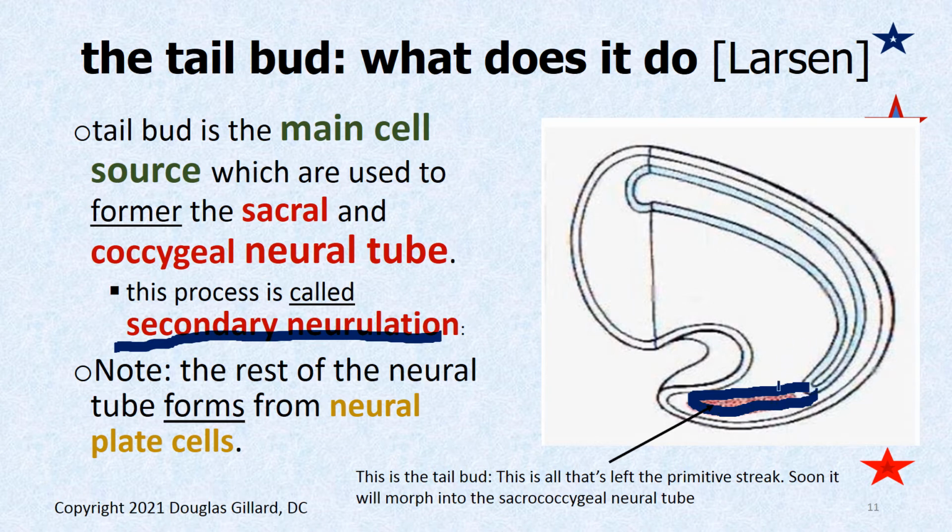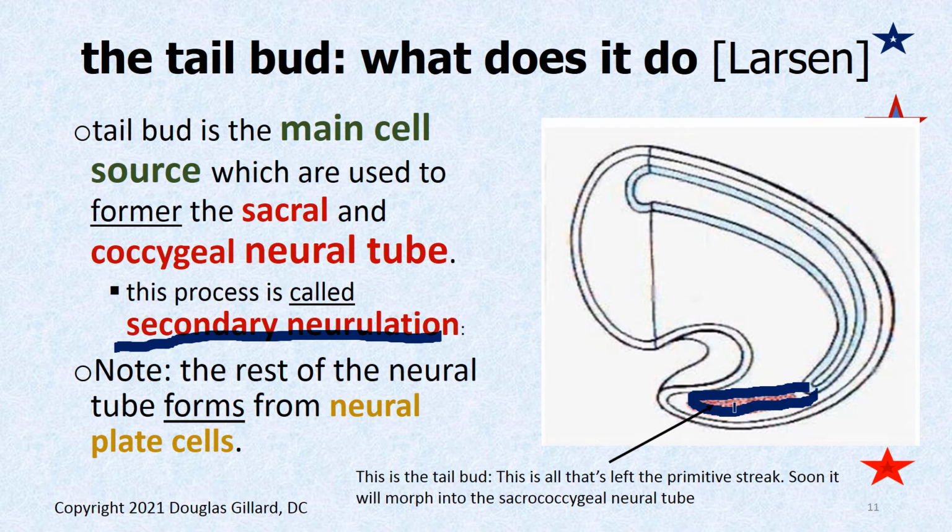The tail bud actually is going to be attached to the neural tube. The neural tube is your brain and your spinal cord. And for whatever reason, the process of forming this brain and spinal cord, it doesn't go all the way to the sacrum or to the coccyx. So we need a different process to happen.